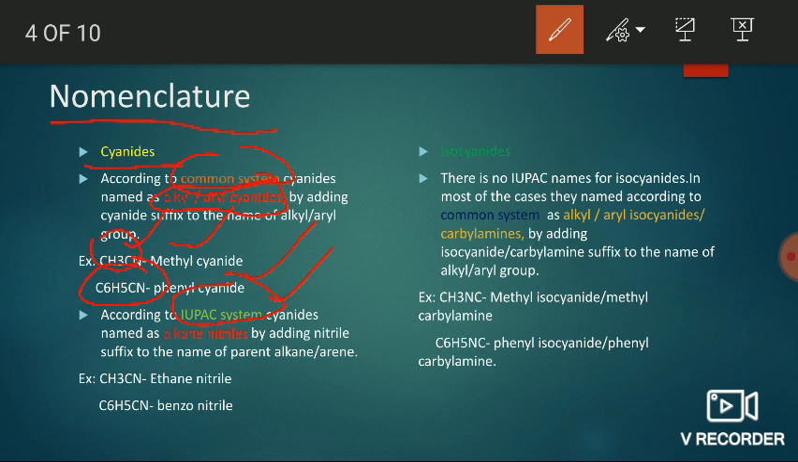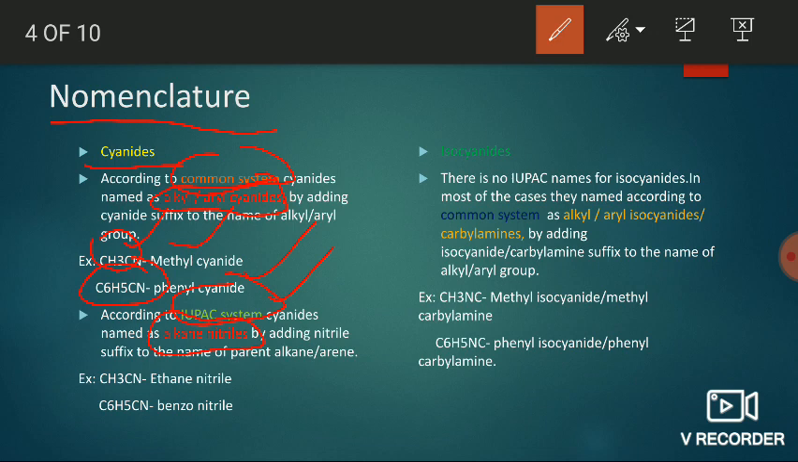According to the IUPAC system, the second one is IUPAC, the International Union for Pure and Applied Chemistry. It is the internationally adopted system. According to this system, each compound or molecule gets a specific name according to some priority rules. In the case of cyanides also, each cyanide molecule gets a specific name according to the IUPAC system. Generally the cyanides are named as alkane nitriles, or arene nitriles in the case of aromatic cyanides.